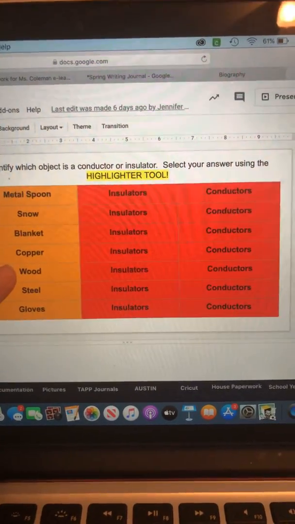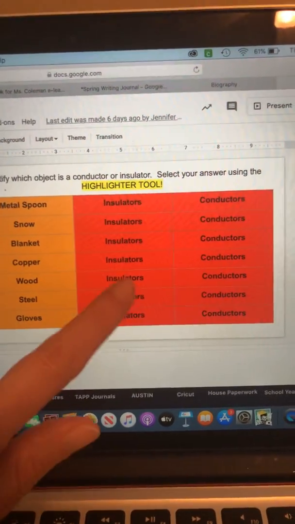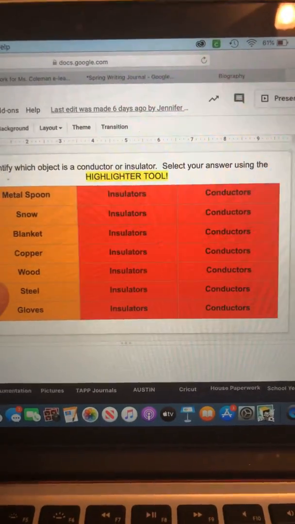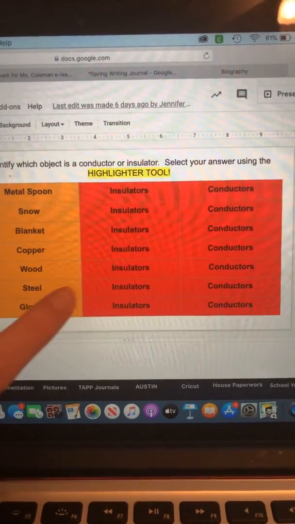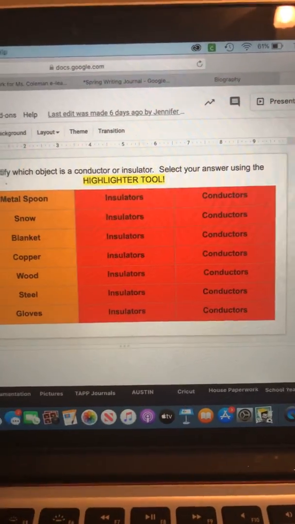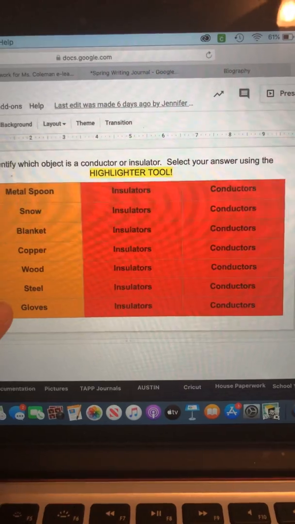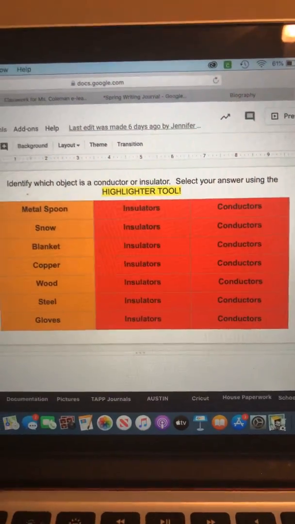Wood. Is that an insulator or a conductor? Steel. Is that an insulator or a conductor? And the last one is gloves. Is that an insulator or a conductor?